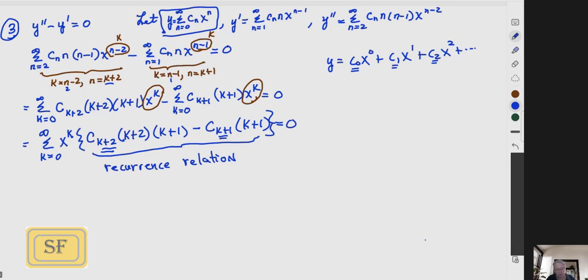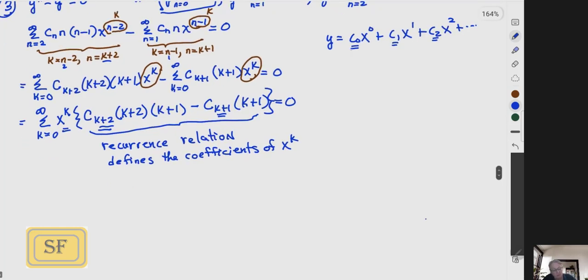And the recurrence relation defines the coefficients of x to the k. Right there. So we have x to the k times, and then everything inside the braces is the coefficient for the x to the k. And what we want to do is we want to find out what those coefficients are. What is c0, c1, c2, c3, and so forth?